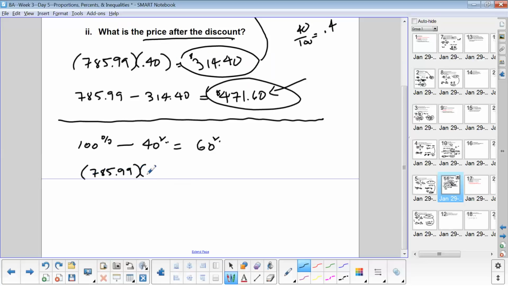So what if we only multiplied it by 60/100ths, or 6/10? That's representing our 60%. So $785.99 times 60/100ths, and you get directly that amount. Notice that's what we found originally. You're still doing the subtraction, as you see. It kind of saves you a step in your thinking. So that's one way where we can use equations to model.